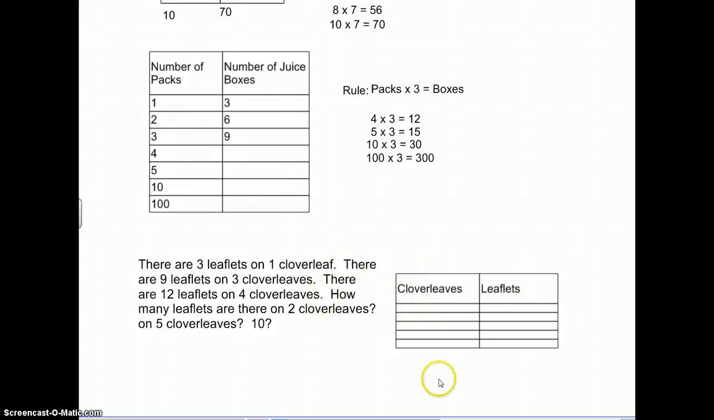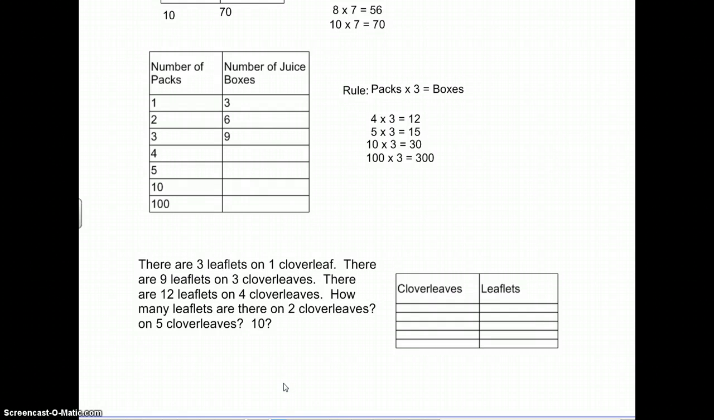Okay, so I have clover leaves on one side, leaflets on the other side. And then plug in your numbers. When I have 1 or 2 or 3 or 4 or 5 or 10, how many leaflets do I have? When you are done filling this out, check it carefully, plug those numbers back in. Remember our problem-solving pencil. We always check and see if that makes sense.